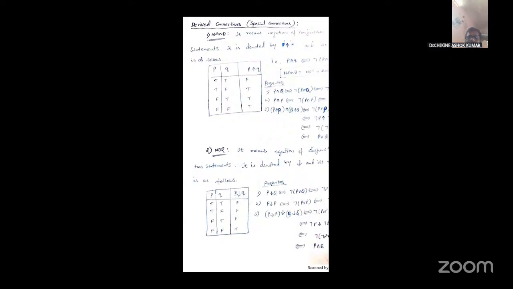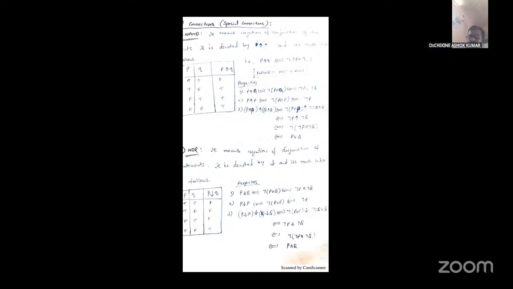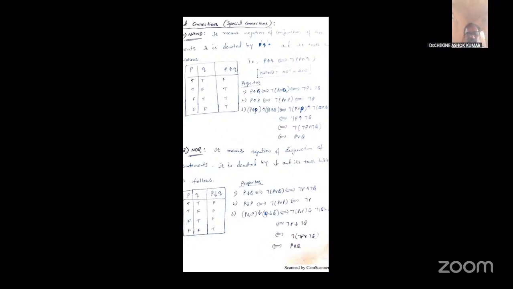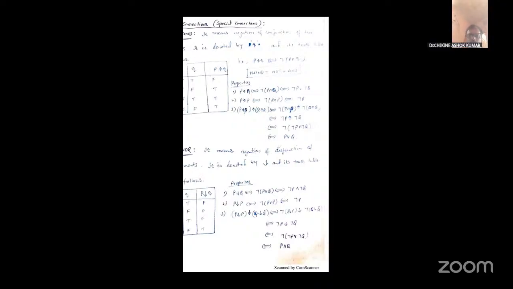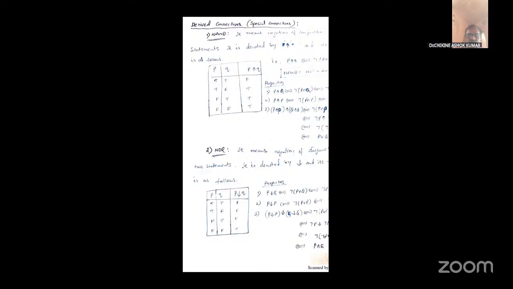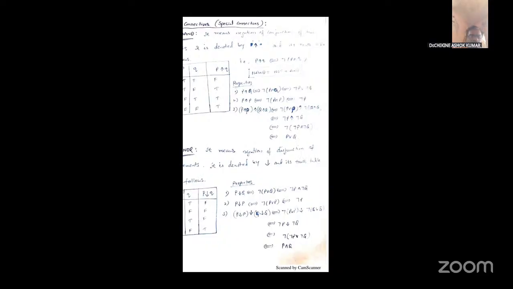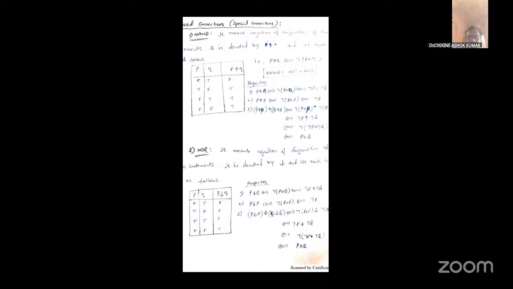Next, the NOR gate, NOR special connective. It is quite the opposite of OR, that is disjunction. It means negation of the disjunction of two statements. It is denoted by a down arrow mark, for the given tables here.